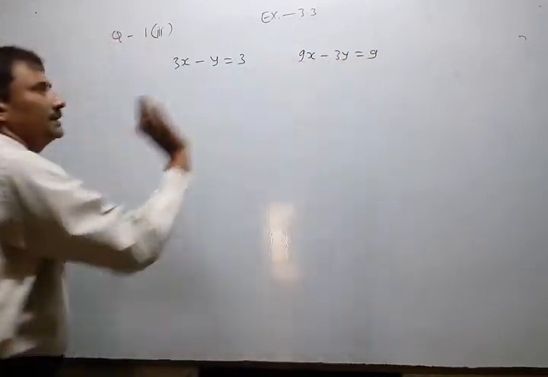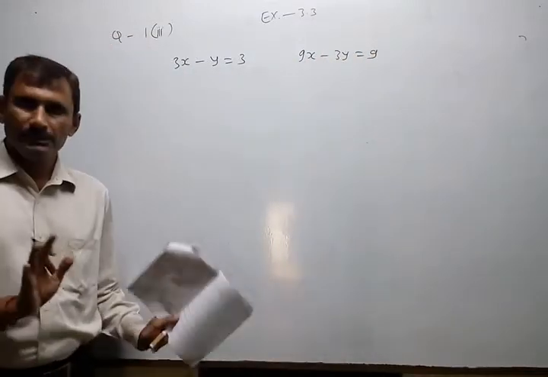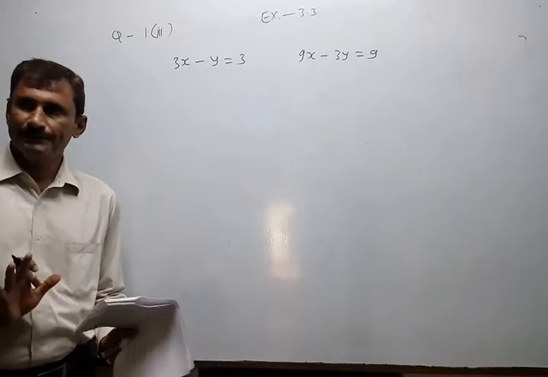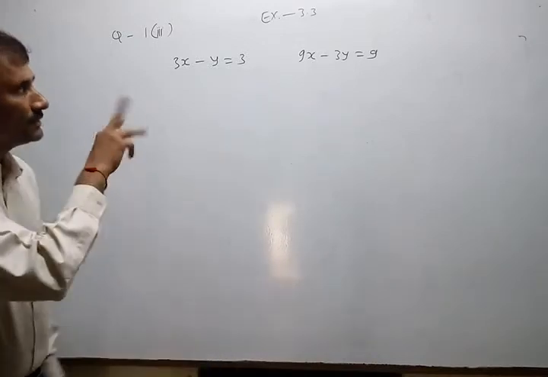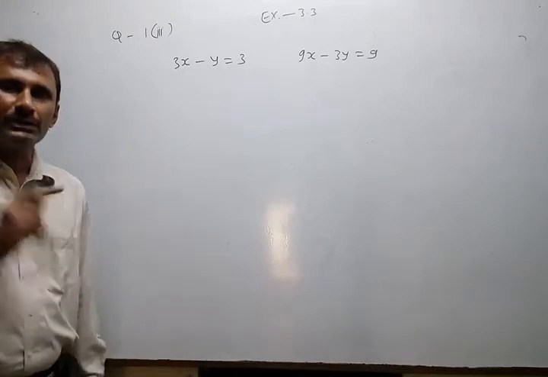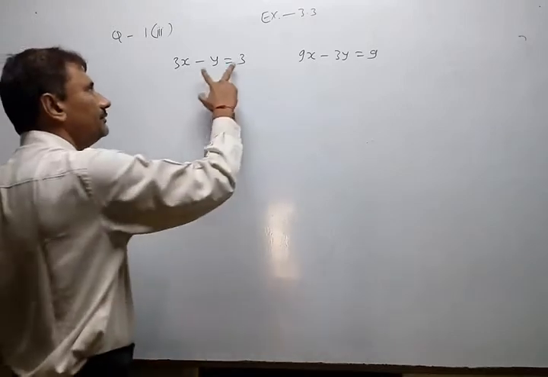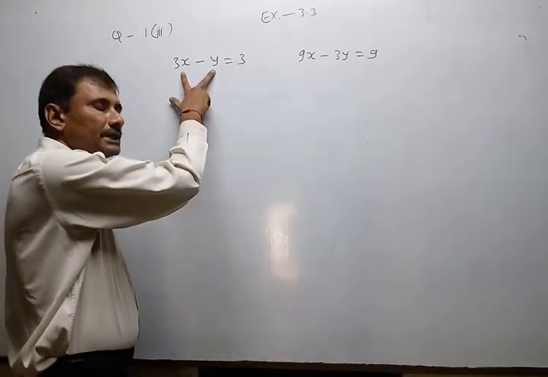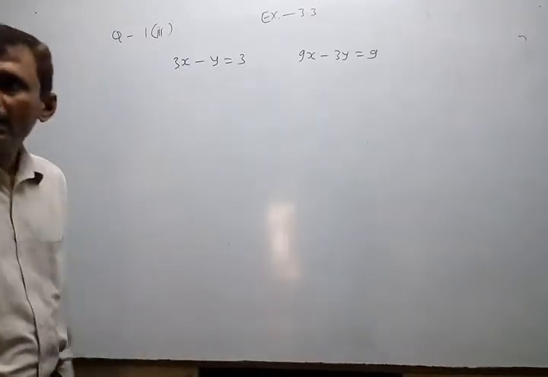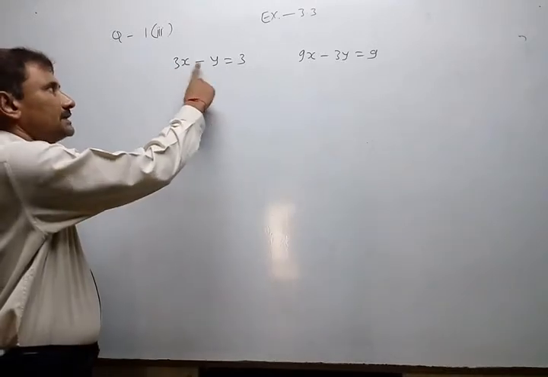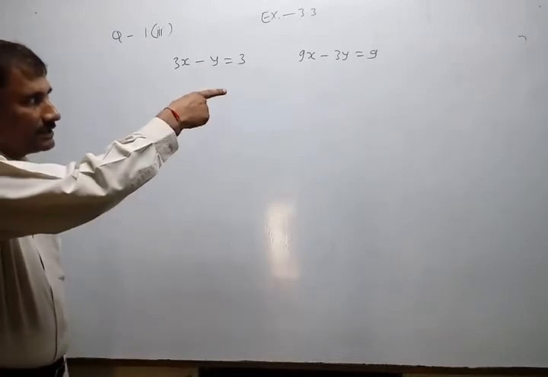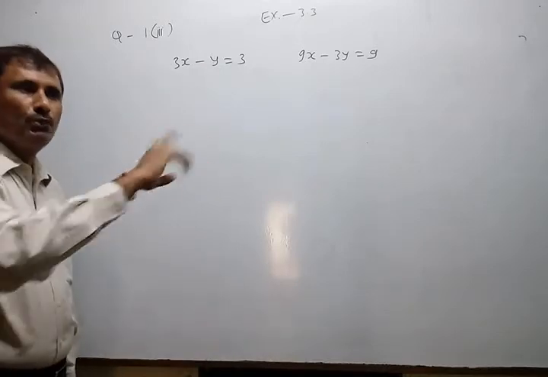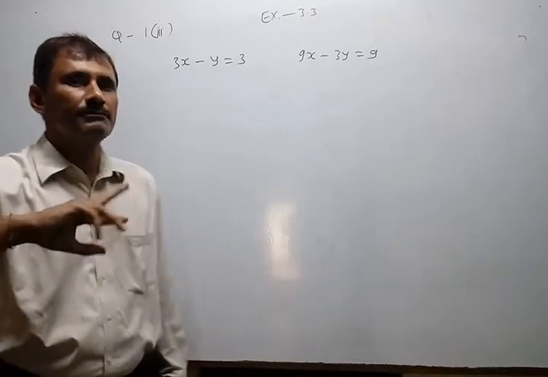Don't reduce the equations here, just keep them as given. Now a problem arises here. Both equations are actually equal, not different. Why? If you multiply this equation by 3, it becomes 9x minus 3y equals 9. Otherwise, if you divide that equation by 3, both equations become equal.